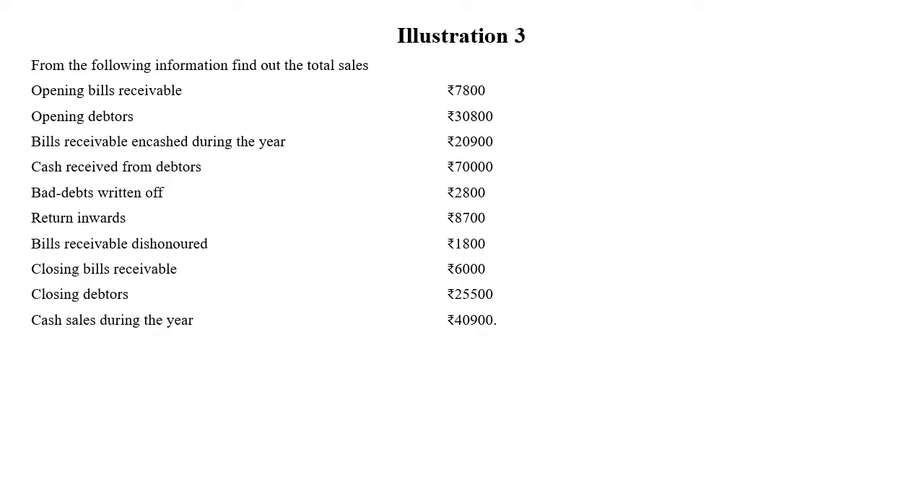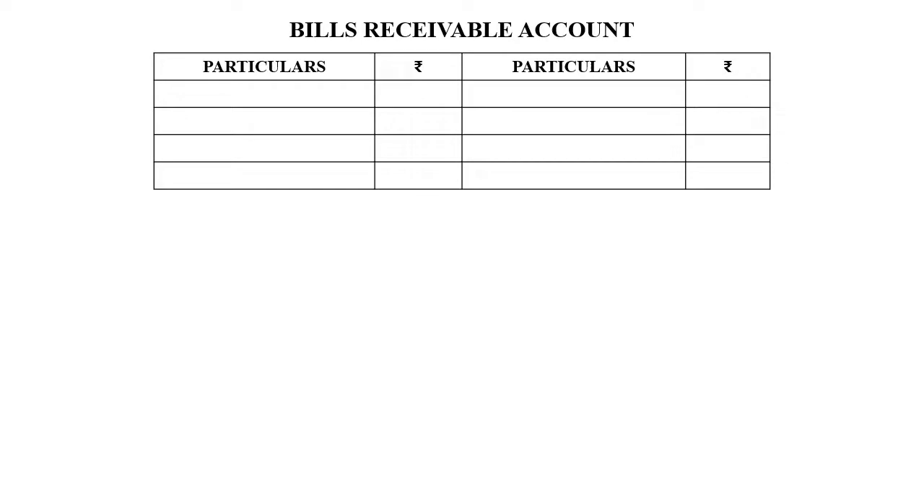Before I start with the debtors account, if the bills receivable information is given along with the opening and closing balance, you have to start with the bills receivable account, not the debtors account, because if you get the balancing figure on the debit side, then you have to transfer it to debtors account. For that purpose you have to start with the bills receivable account. Draw the lines for bills receivable account, that is a ledger account.